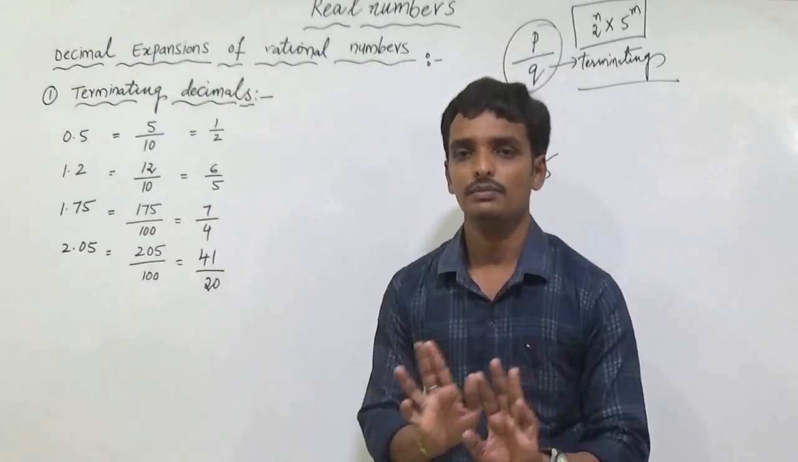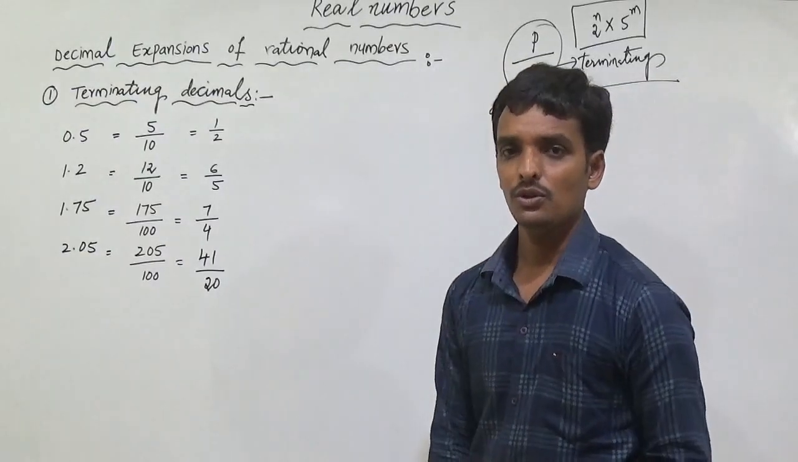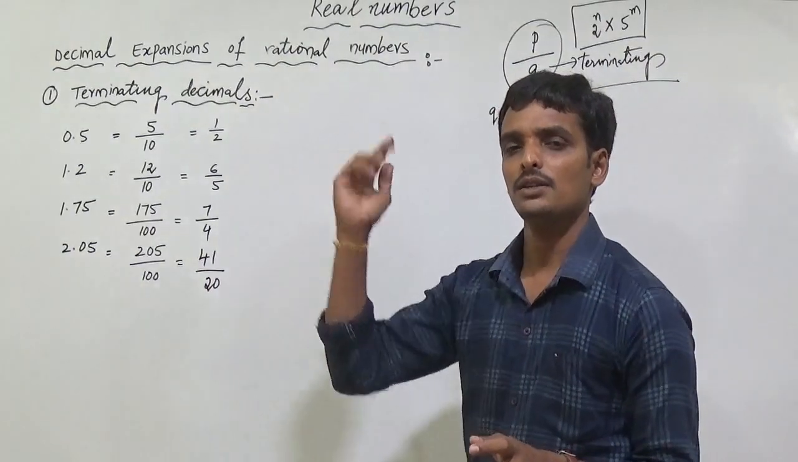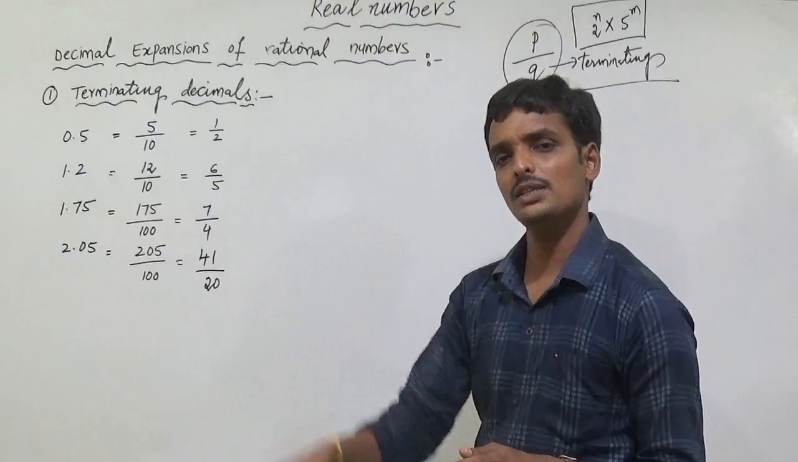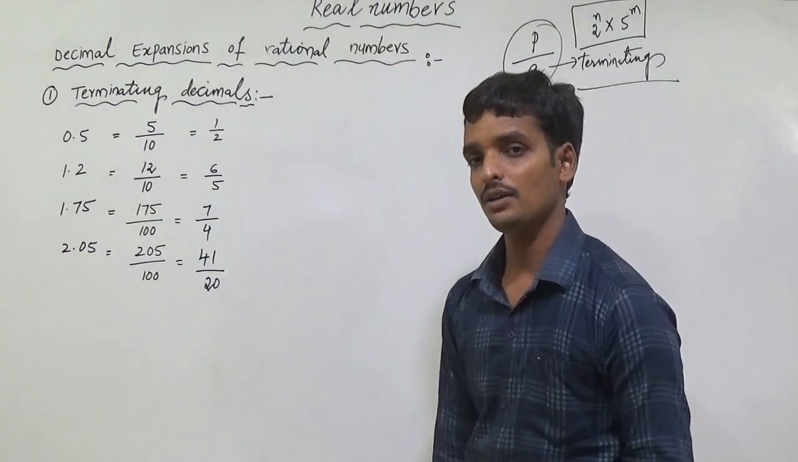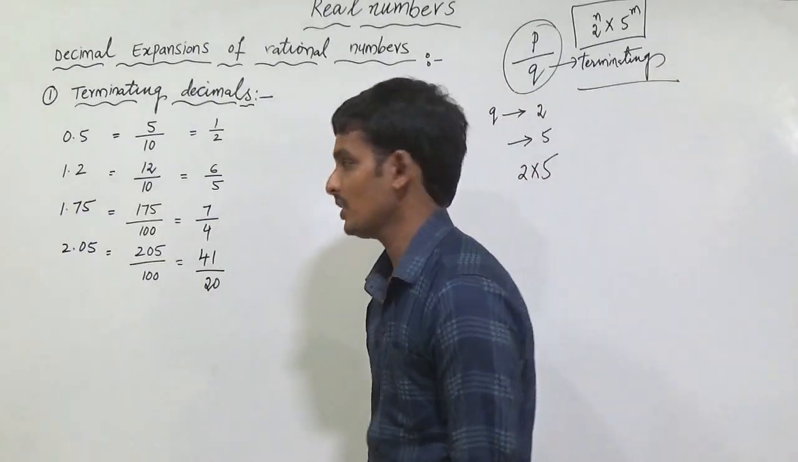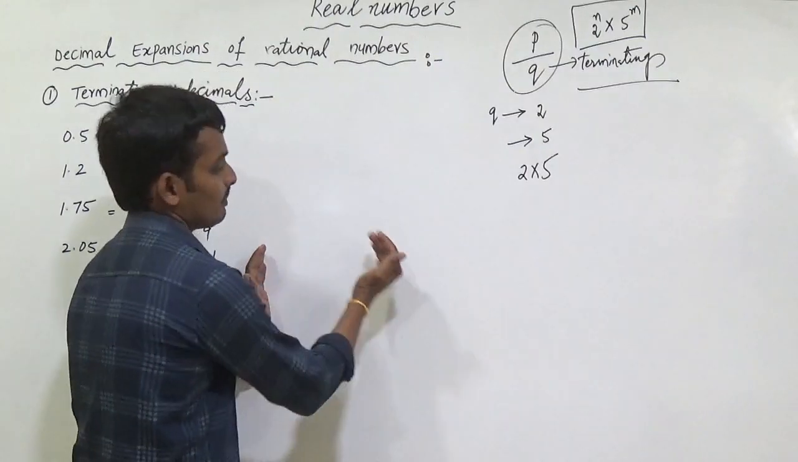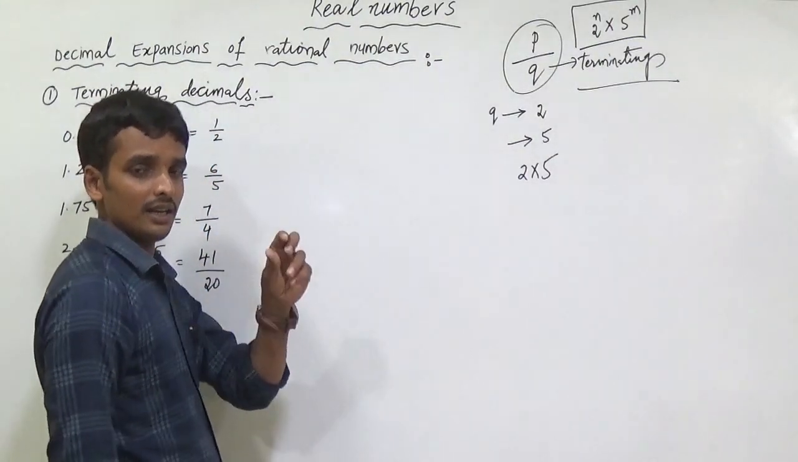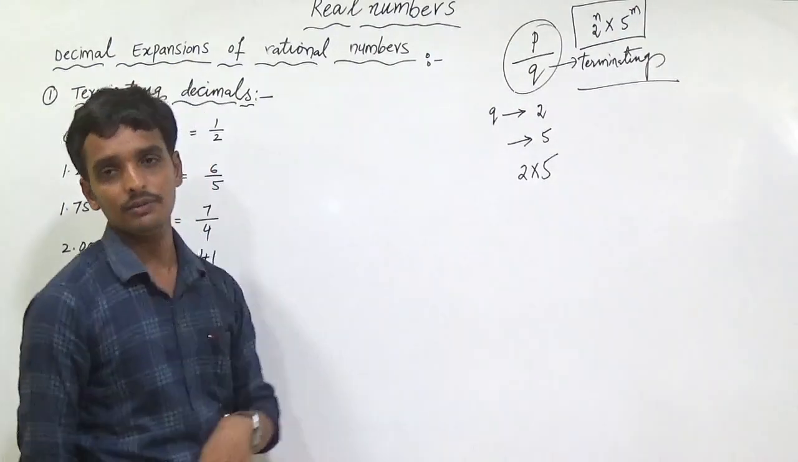Not only that. If there are only 5's, it may be 5 into 5 into 5, or 5 into 5 into 5 into 5, or only one 5, you can tell. And in the third case, their combination: some 2's, some 5's. Then you can tell the decimal expansion of the number is terminating.